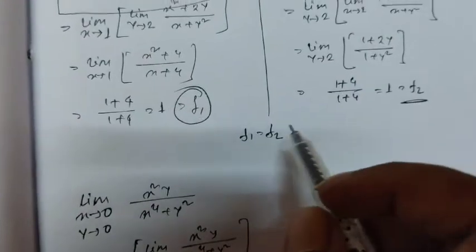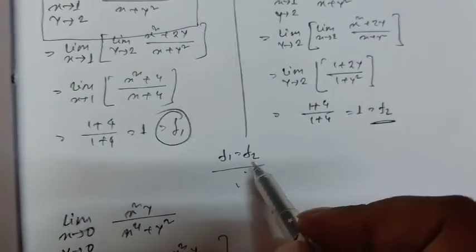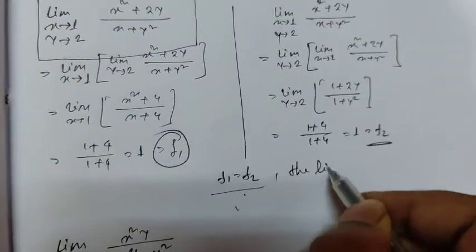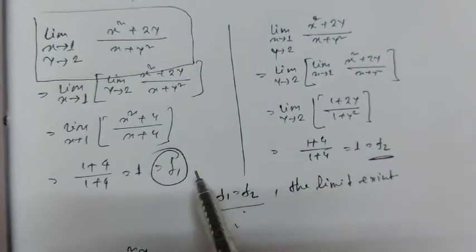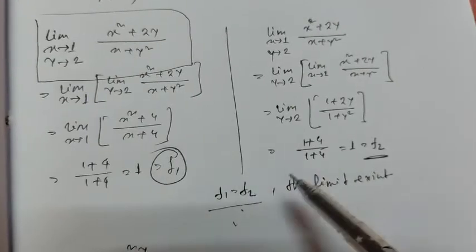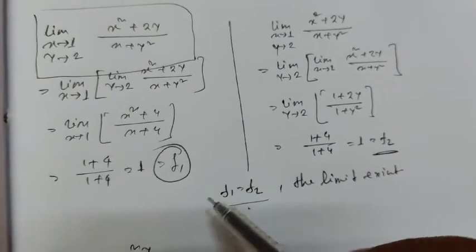And see here, f1 is equal to f2, so we can say that the value of f(x,y) is the same, so the limit exists. Suppose between f1 and f2, if any one is different from the other, then we can say that the limit doesn't exist.